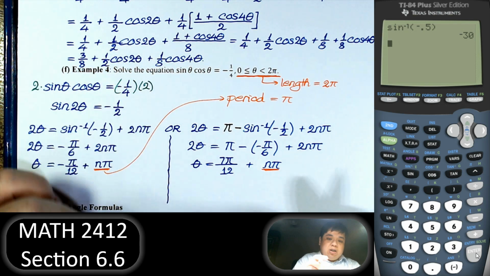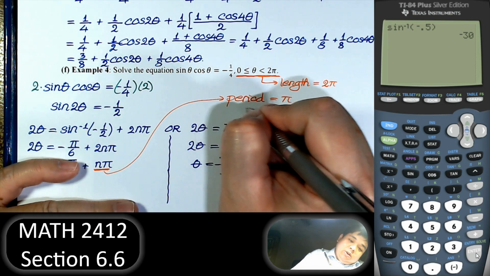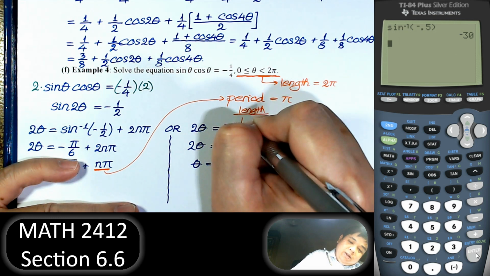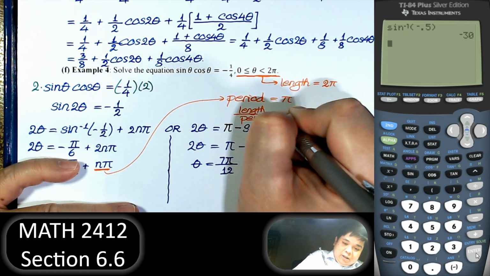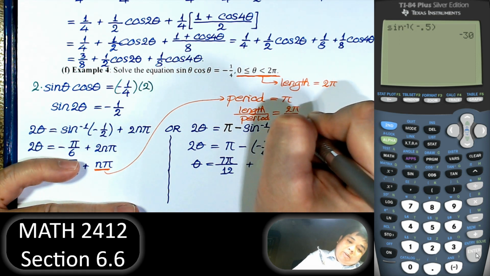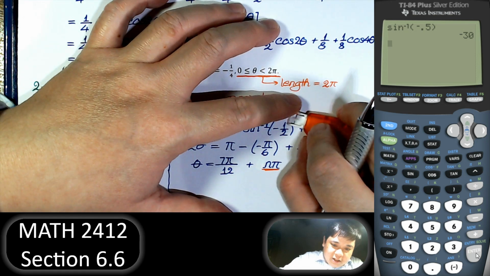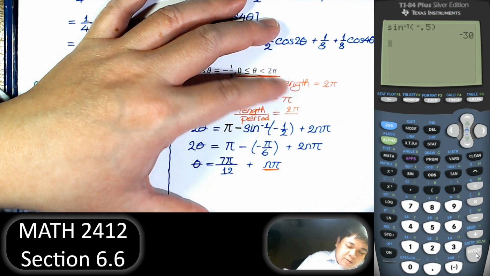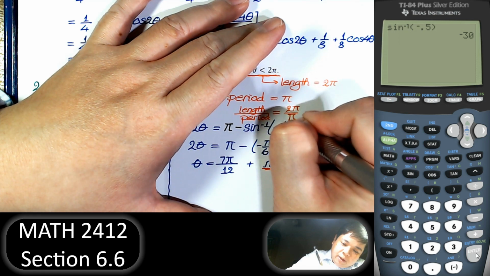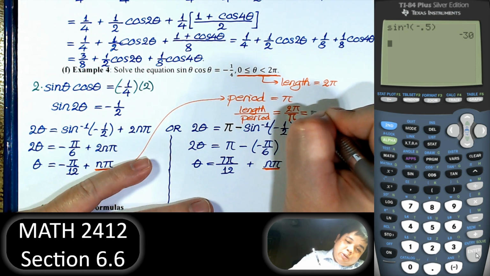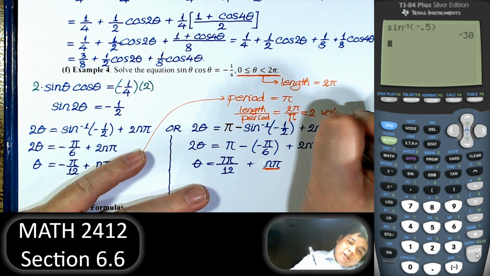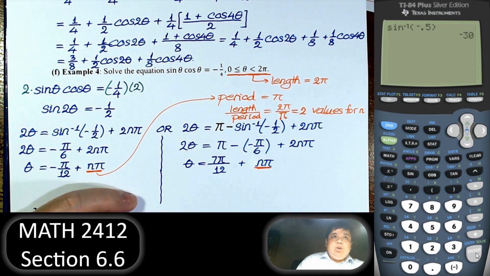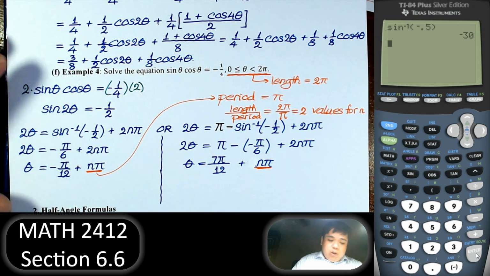Now the length is that much and the period is half of that. So for the number of n, we take the length divided by the period, 2 pi divided by pi. Two pi divided by pi is 2. So I have 2 values for n. So we just choose.